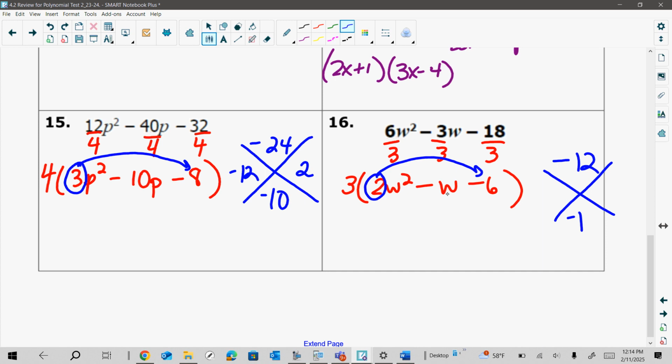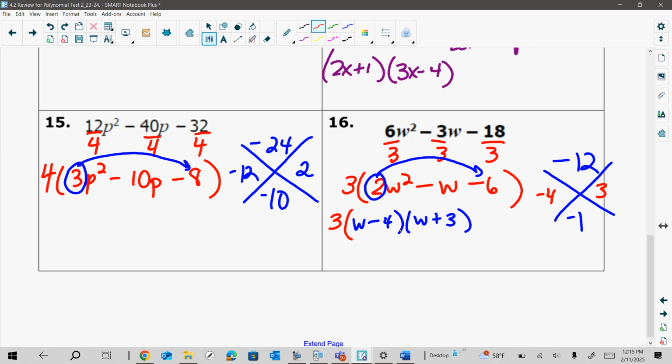If it's just a variable, remember there's an invisible 1 right there. So factors of a negative 12 with the sum of negative 1. That, yeah, negative 4 and our 3. Keep the 3 that we factor out in the front. This is going to leave me with w minus 4 and w plus 3.